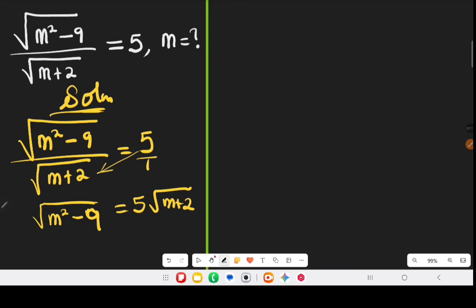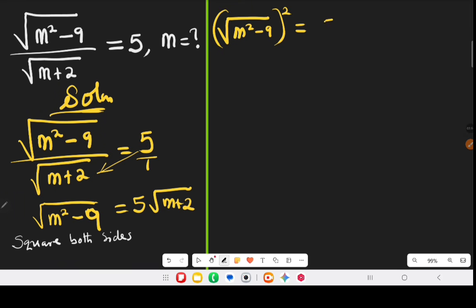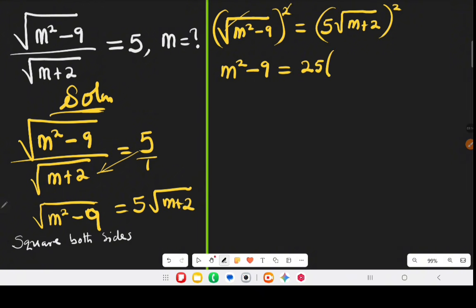Now we proceed. We have to square both sides. When we square both sides, we have the square root of m squared minus 9, all squared, equal to 5 square root of m plus 2, all squared. We cancel the square root, left with m squared minus 9 equal to the square of 5, which gives us 25, times, we cancel the square root, left with m plus 2.